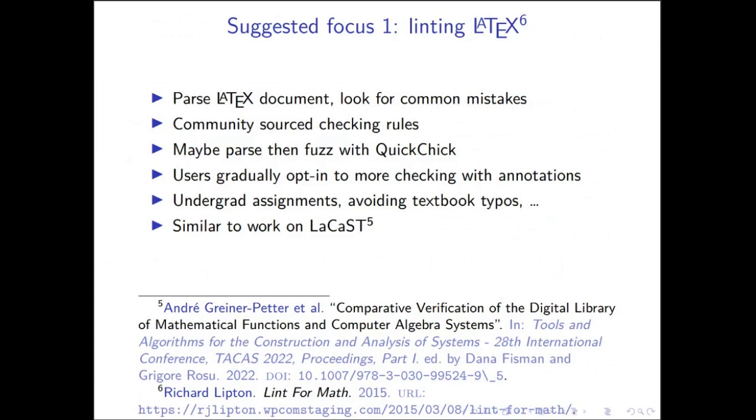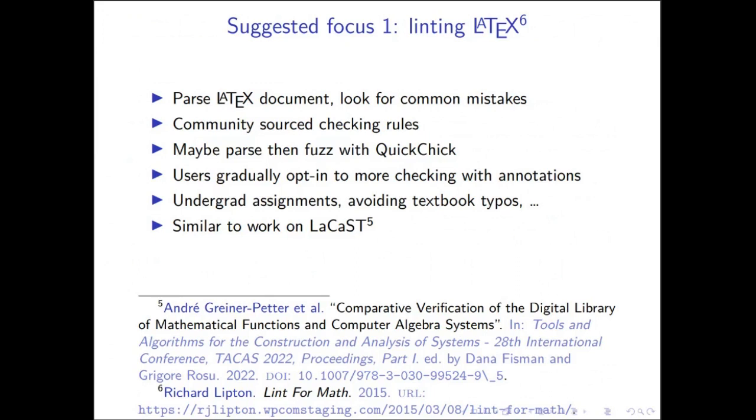And the idea is pretty straightforward. Take a LaTeX document, try and parse it, and then look for common mistakes, right? So you might imagine having a bunch of community-sourced linting rules for different domains of math. You might imagine parsing things into a Coq-like form when you can find them and then fuzz them. So someone did that for the NIST digital library of special functions or whatever.